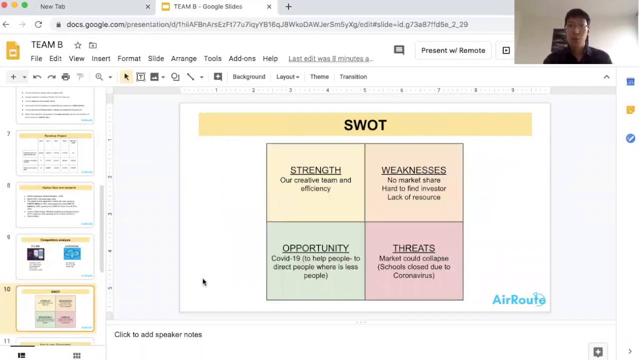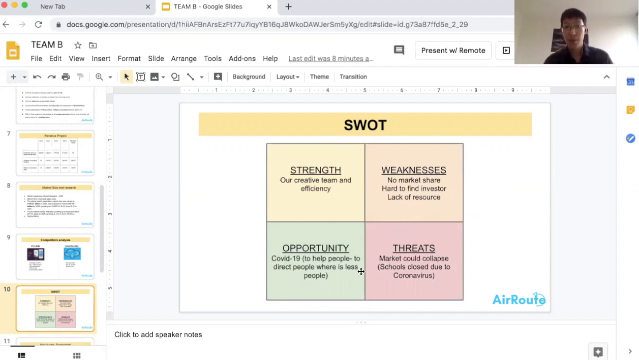So moving on to SWOT, our strength is, of course, we are a startup, so our main strength is our creative team and the efficiency of our work. Our weakness is we have no market share at the moment. It's hard to find investors and we lack resources right now due to the coronavirus and all the things.